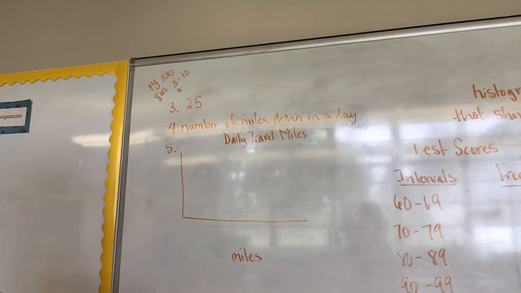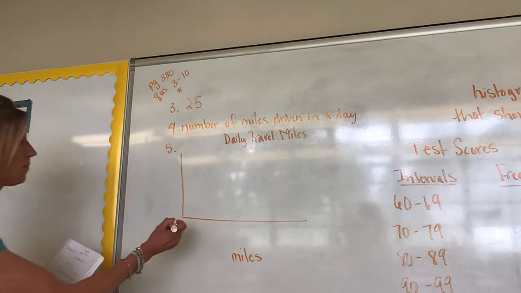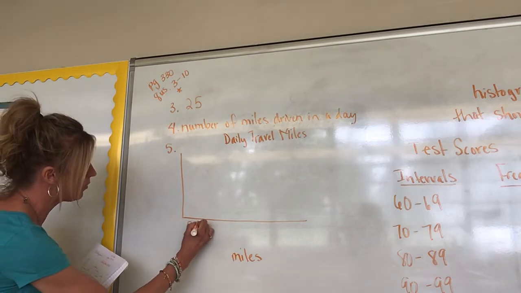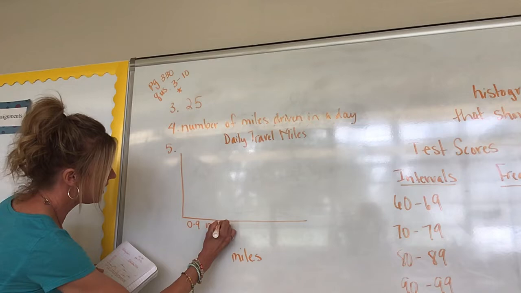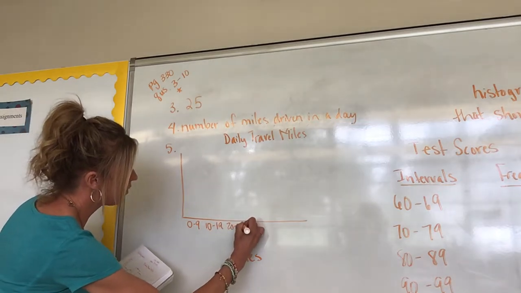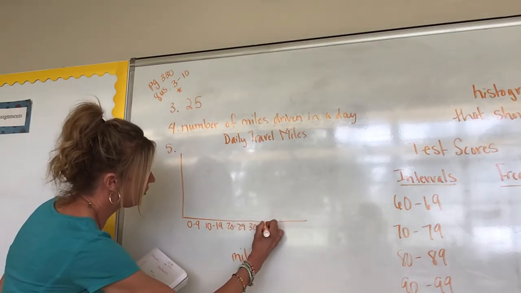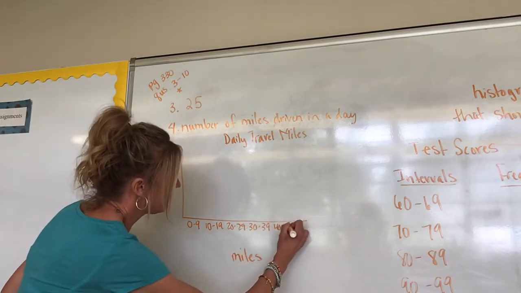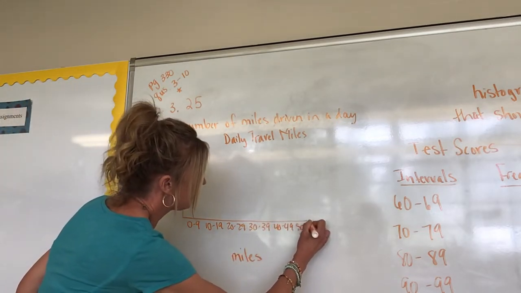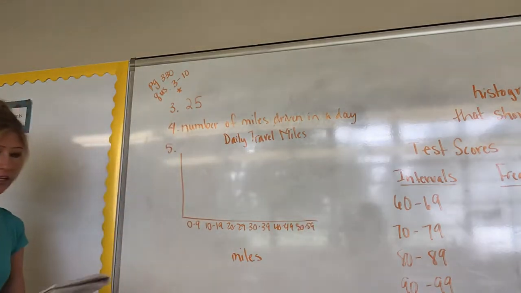If we're taking it from the chart, let's put the intervals down at the bottom. Now remember, intervals have to be equal, so they all have to be the same. So they did 0 to 9, 10 to 19, 20 to 29, 30 to 39. How far did they go? They did 40 to 49, and then 50 to 59. Okay, so there's our intervals.